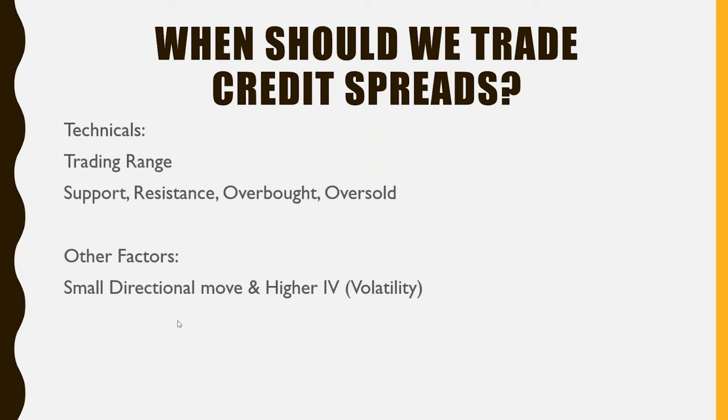Another factor would be a small directional move. For the optimum on the spread, we want to select the one that has a higher volatility, a higher IV, so it gives you more premium, and with the high IV, the premium can really go down really fast. But we don't need a big directional move. We just need to have a small directional move. Okay, so that is the idea behind it.